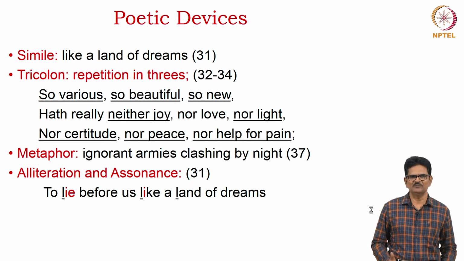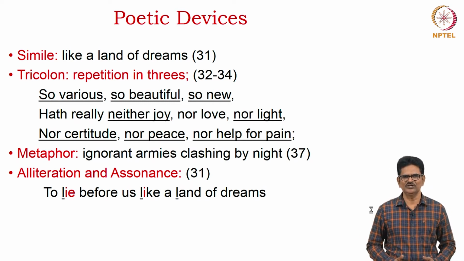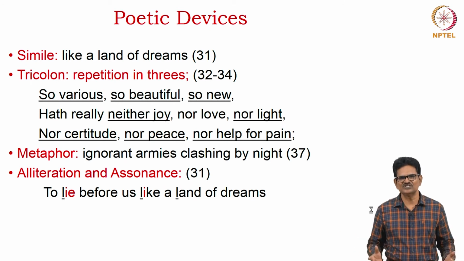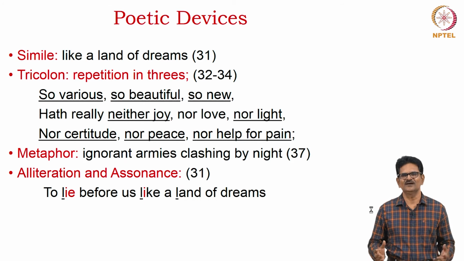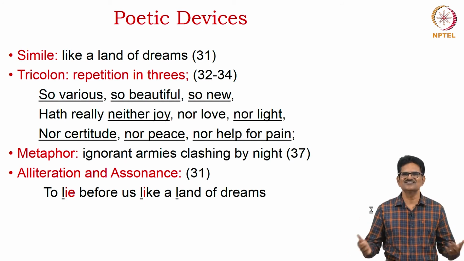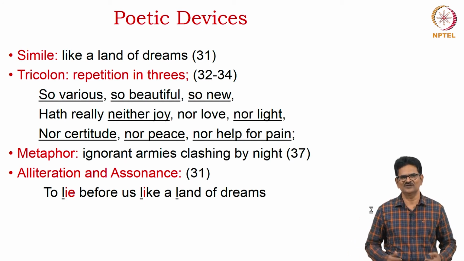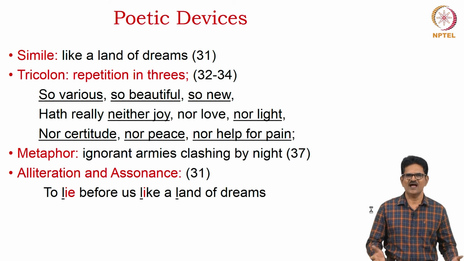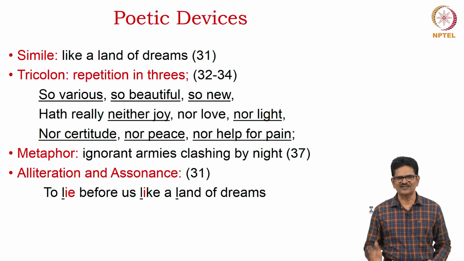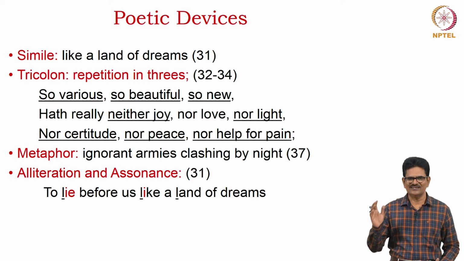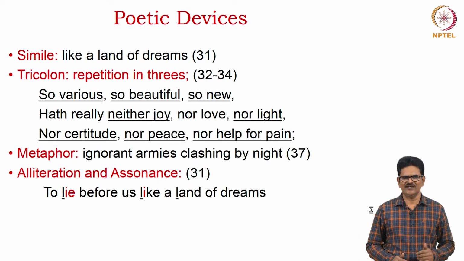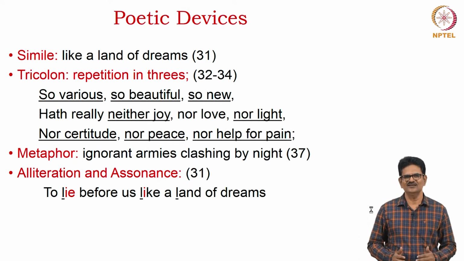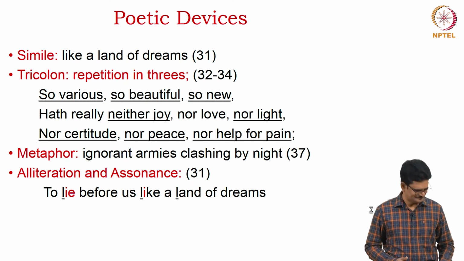We have this famous metaphor at the end of this poem, ignorant armies clashing by night. When the ignorant armies who are unable to distinguish between friends and enemies clash by night, they kill each other without knowing what they are doing. We also have the case of alliteration and assonance in to lie before us like a land of dreams. L is a case of alliteration and I is a case of assonance.